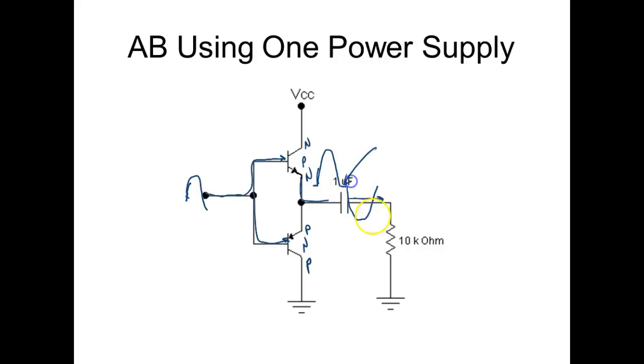So what we get on this right now is what we call crossover distortion. Why? Because the input signals have to exceed that 0.7 of a volt to turn it on. Everybody understand that? Okay, are we okay so far?